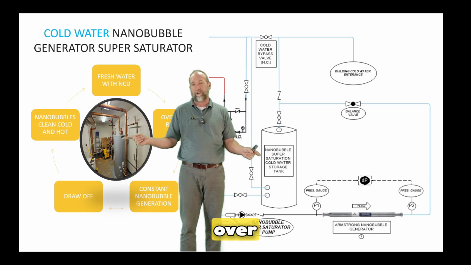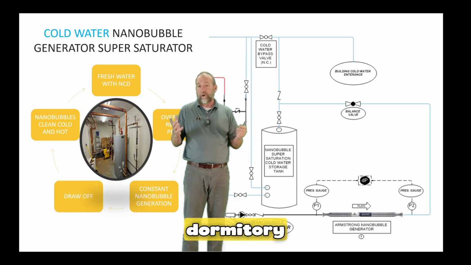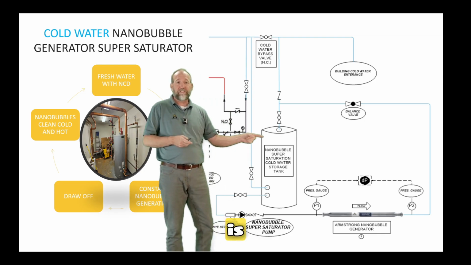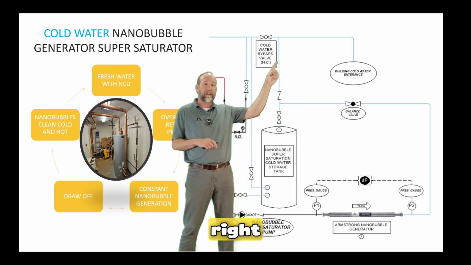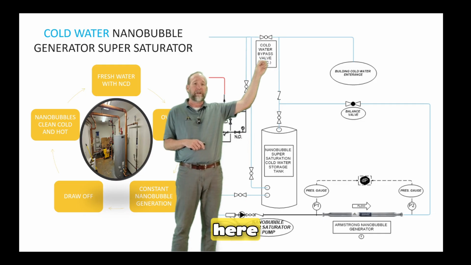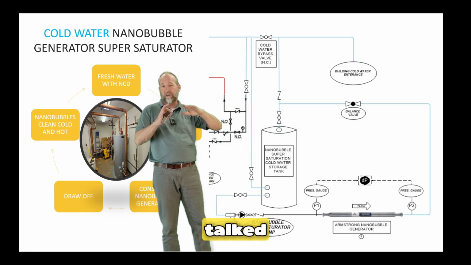You can see one of them over here in a dormitory environment, but this is the way to set it up, and let's walk through it. So we've got our cold water coming in right here, right? Typically the cold water would come up here, come into the building, and then go like we talked about earlier.